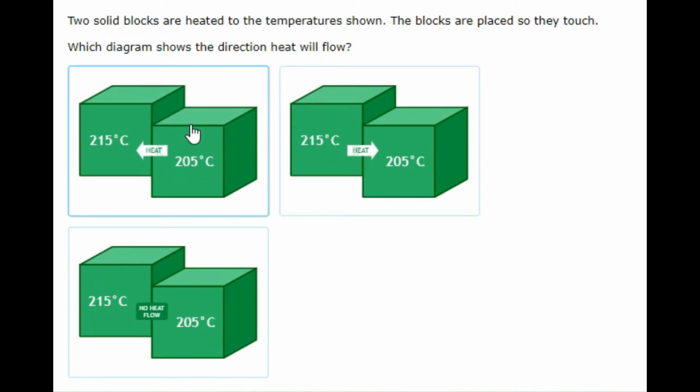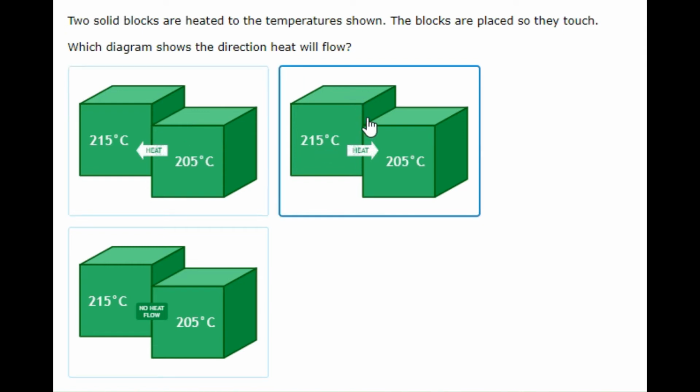Correct. Two different blocks with different temperature. The first one has a temperature of 215. The second one has a temperature of 205. When objects have different temperature, heat energy moves from the one with more heat energy to the one with less heat energy. This means that this should be the correct answer. The first block has a higher temperature than the second one, so heat energy moves from the first one to the second one. And this is right.